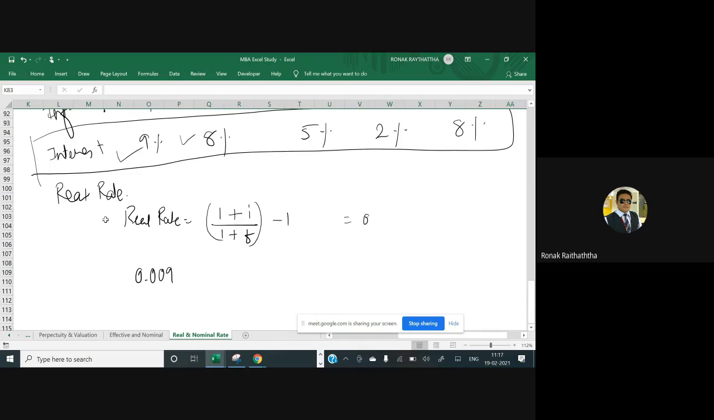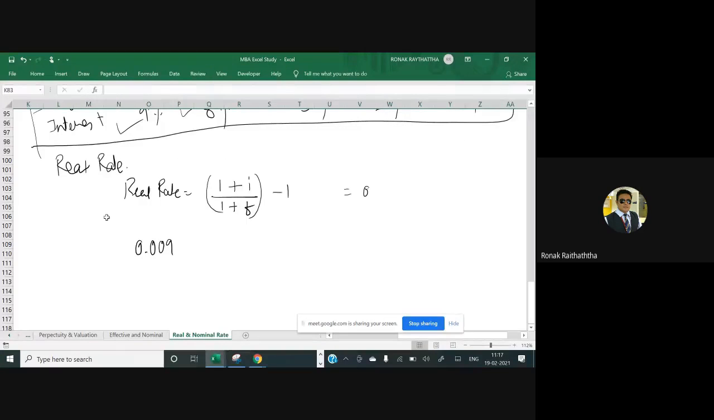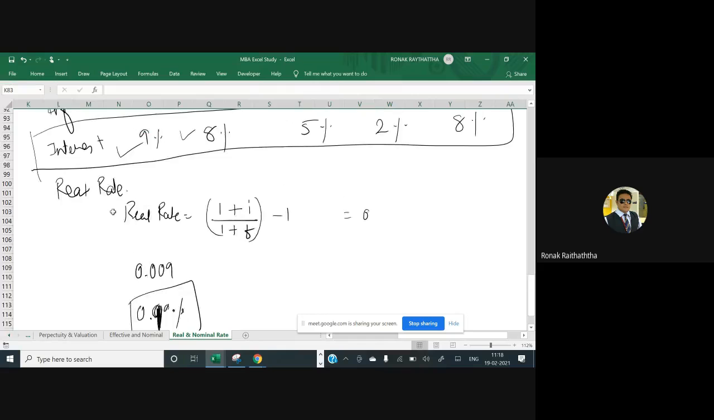So the percentage would be 0.09%. No, 0.9%. Good. So the first one would be 0.9%. Let's find it for the second one. I is the interest and F is the inflation. 0.0485. So effectively that's going to be 4.85% real interest rate for the second alternative.